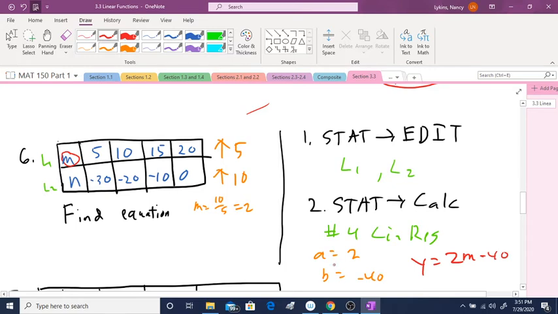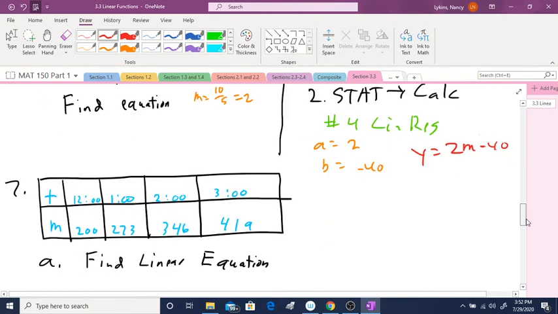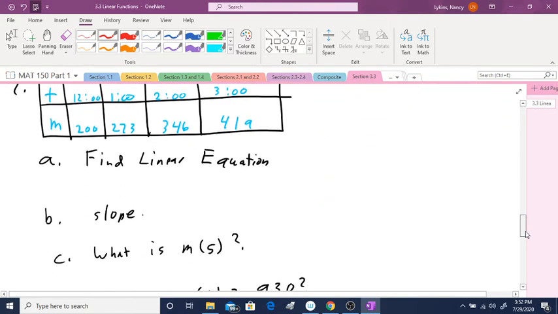Now take a look at this. If I plug my values in, for 5, my first one, 5 times 2 is 10. 10 minus 40 is negative 30. Put 10 in there: 2 times 10 is 20, 20 minus 40 is negative 20. 15 the same way: 15 times 2 is 30, 30 minus 40 is negative 10. And finally, you put 20 in there, take a look what happens. 20 times 2 is 40, and 40 minus 40 gives you 0. Those have to work from your equation.